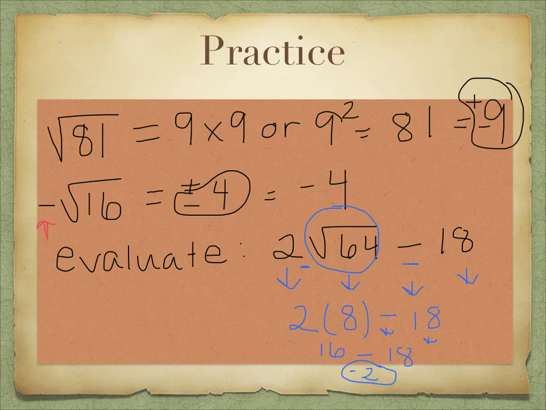One more example. Find the positive and negative square root of 25. So the square root of 25, what number squared is 25, is 5. So it would be positive 5 and negative 5.